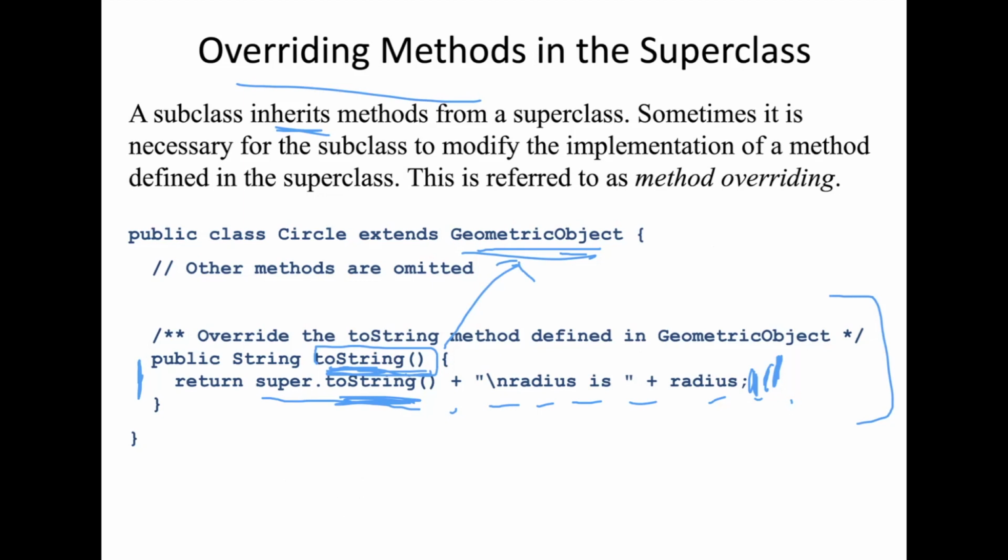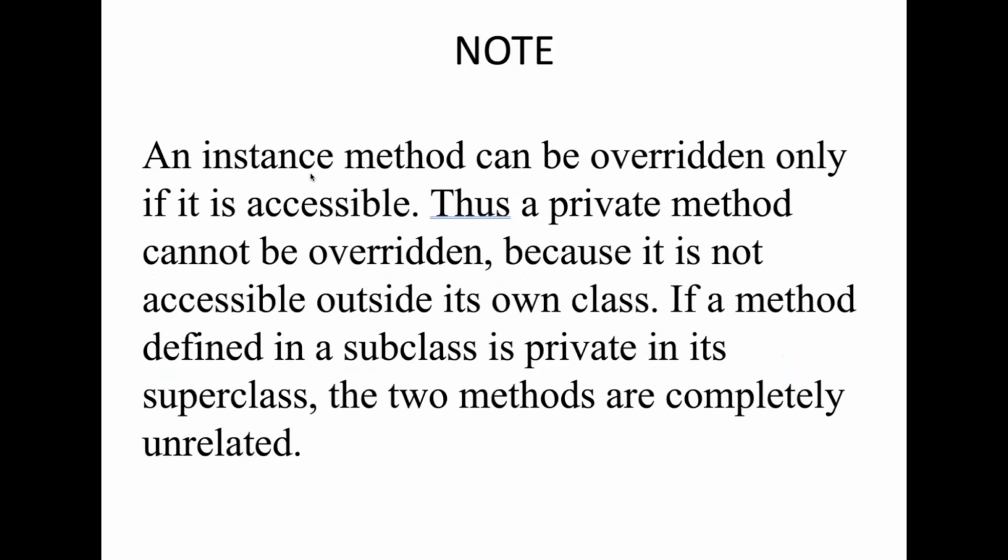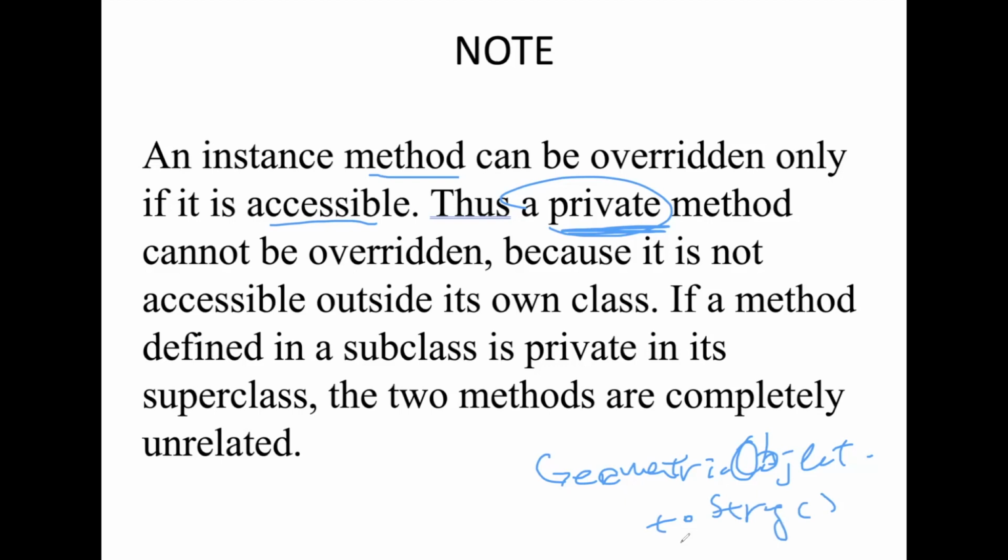A few things to note. First, the method that you're trying to override has to be accessible, meaning it cannot be private. Remember, a private method cannot be overridden because it is only available in the parent class. If geometric object's toString method is private, meaning this method is only available inside geometric object, but not others, there's no method override for the circle class because toString is not accessible outside its own class.